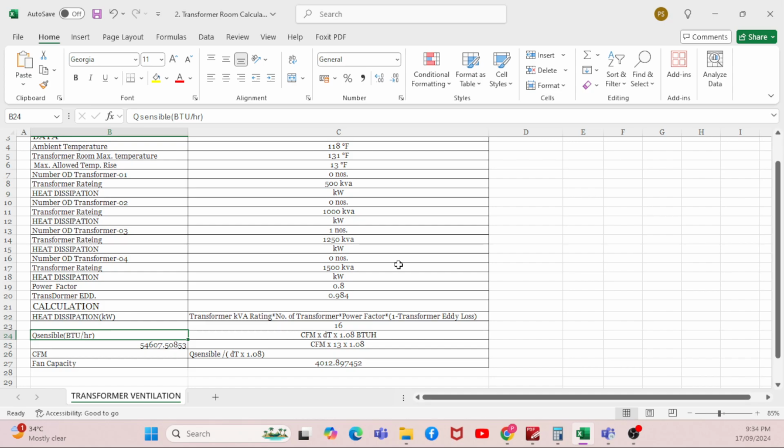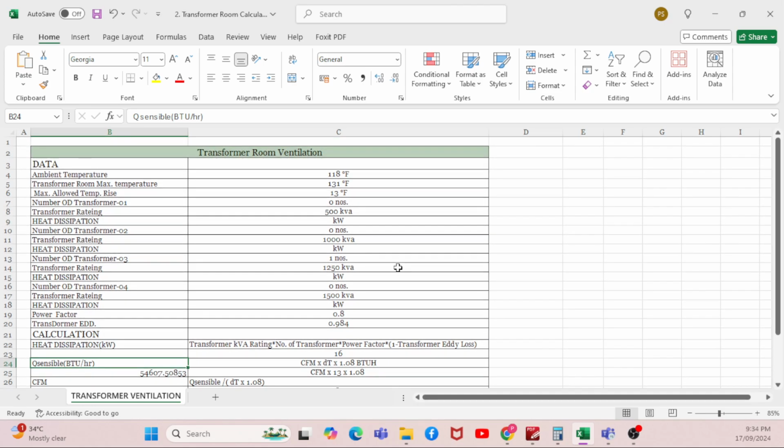But say for example, when we say Q equals m Cp delta T in the SI units, we would say Q equals 1.2 into flow rate into delta T. So we would still retain the 7 though, right?